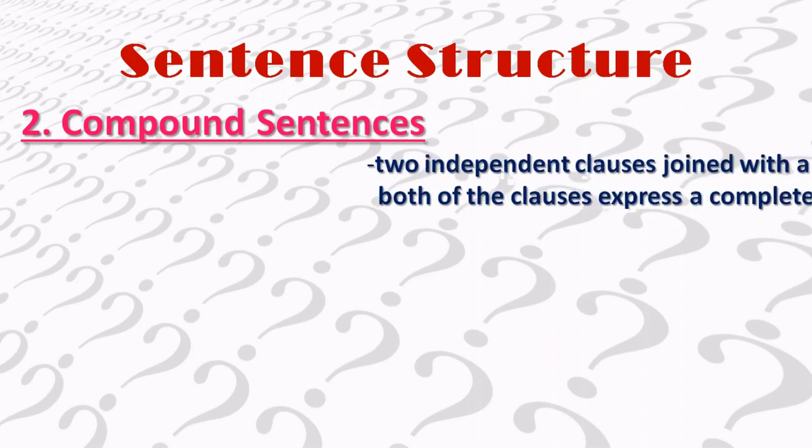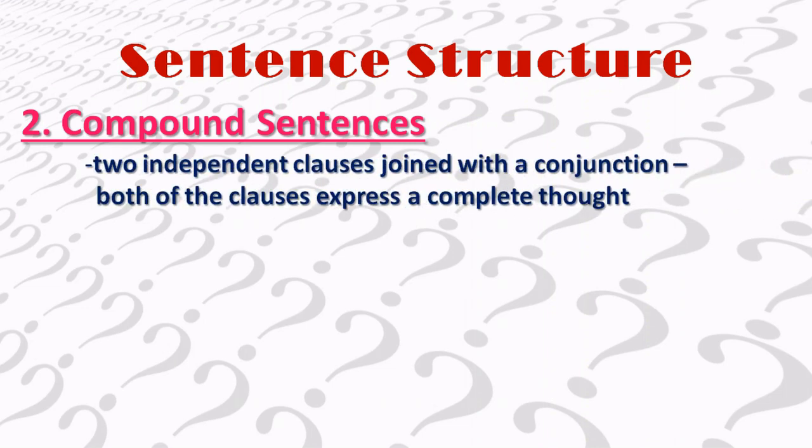Compound sentences are very easy as well. Compound sentences are simply 2 independent clauses, like the ones we just saw. They're joined together with a conjunction. Both of the clauses express a complete thought. So let's have a look at some examples here.